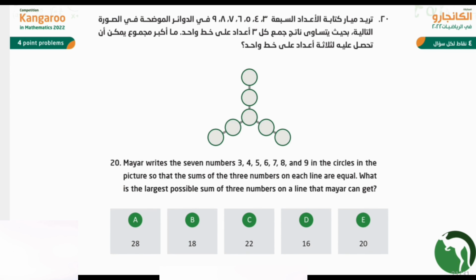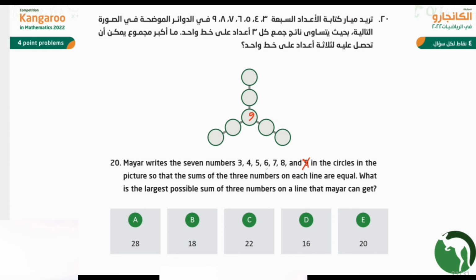Okay, here we have these three sets here, as we can see. So these three sets have this circle as a common circle between them. So we need to put here in this circle the biggest number because they are asking us for the largest possible sum of numbers. So I will put here 9.